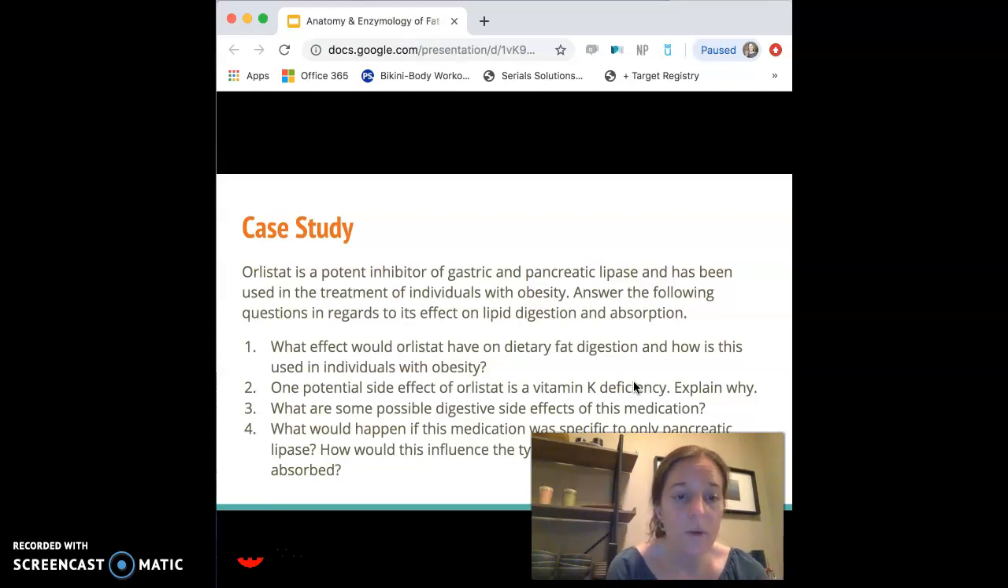And then lastly, what would happen if this medication was specific to only pancreatic lipase, and how would this influence the types of triglycerides digested and absorbed? If it's only pancreatic lipase, that might mean that gastric lipase is still functioning. As we discussed, gastric lipase has a preference for short and medium chain triglycerides, so potentially we might see more short and medium chain triglycerides digested and absorbed compared to longer chain triglycerides.